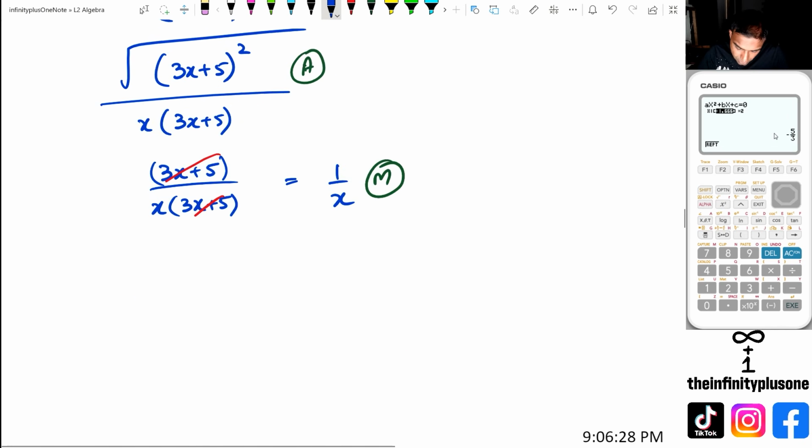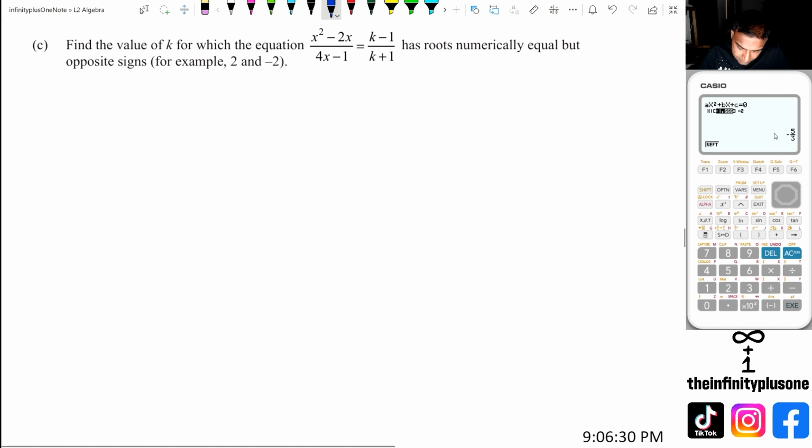All right, let's go to question C. Now with question C, what's happening is we've got to find the value of k so that it has roots numerically equal but opposite signs, for example 2 and negative 2. Okay, right. So what we want to do is we're going to actually, and I guess I'm going to try and explain this, right?